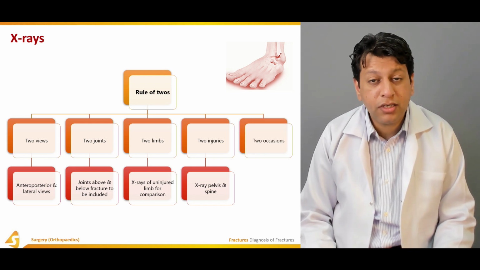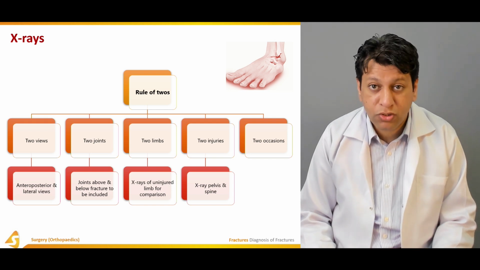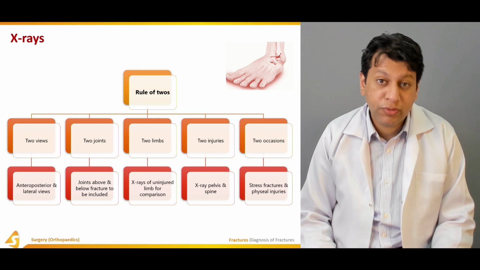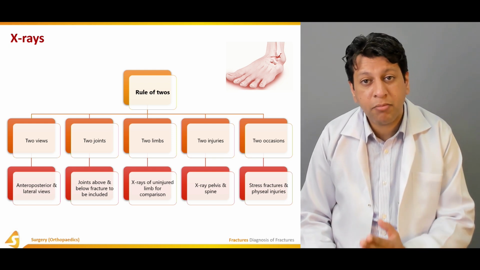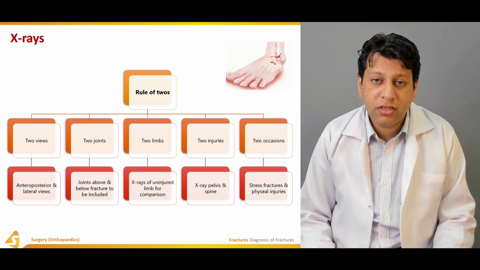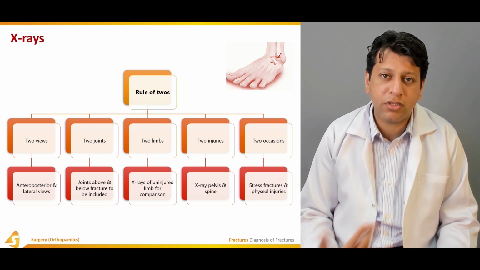And then there are two occasions in which the X-ray may be very much normal. For example, in case of a stress fracture, the X-ray is normal, and then we may have to get an MRI. And the other is physeal injuries, although some Salter-Harris types actually do show up on X-ray, for example type 1, 2, or 3.